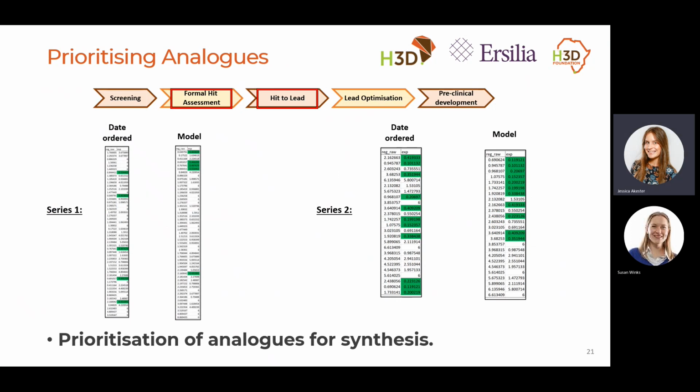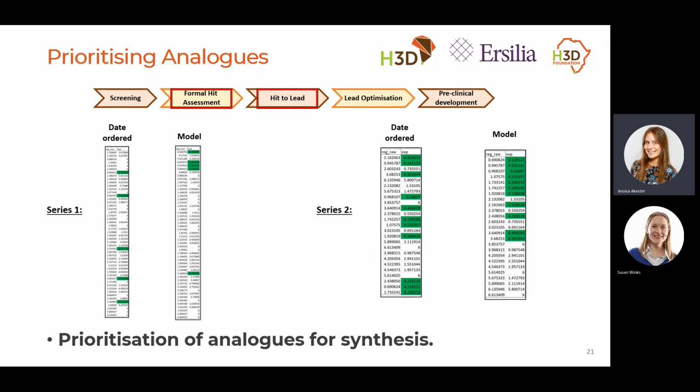So then moving on to a chemical series work itself. Here every line represents a compound. In green are the compounds that experimentally we know have better activity values. And on the left-hand side, we see how they were added to our system in date order.